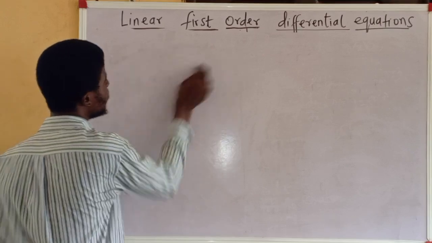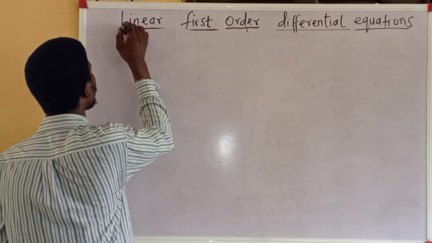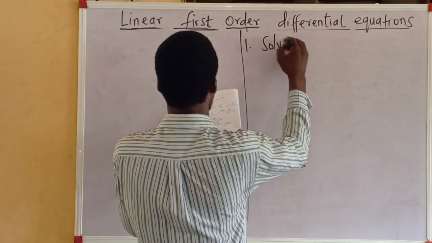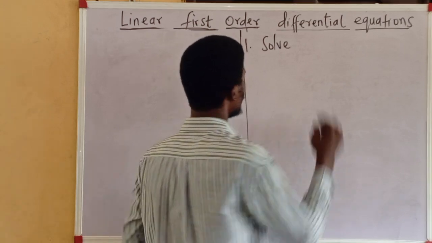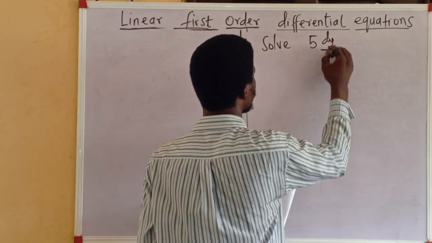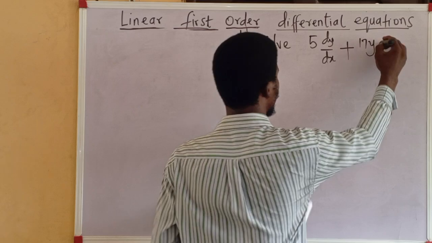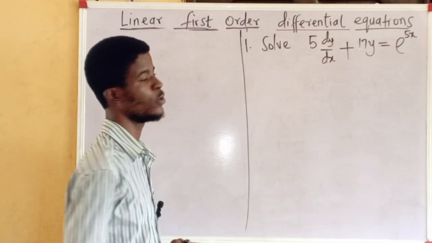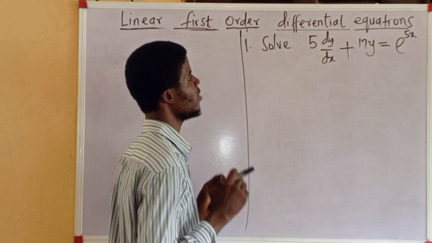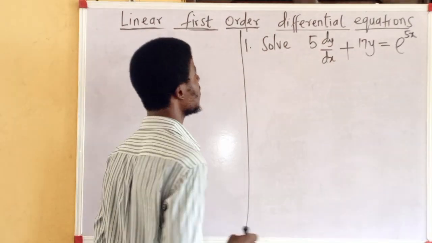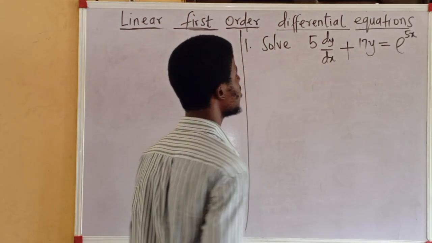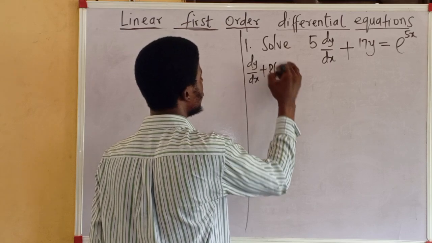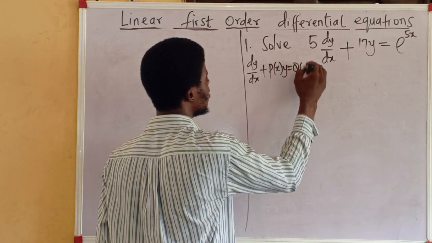So let's take two problems. This is the first question. We have to solve the differential equation 5 dy/dx plus 17y equals e to the power of 5x. Let us solve this differential equation. By the procedure, the first thing to do is to rearrange this differential equation into the form dy/dx plus p of x times y equals q of x.